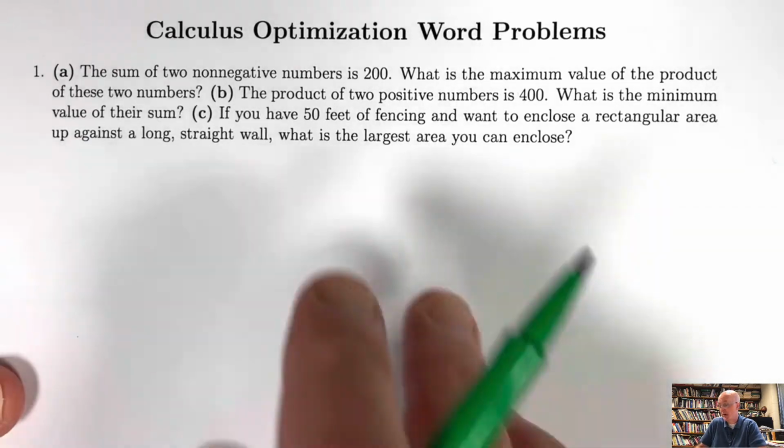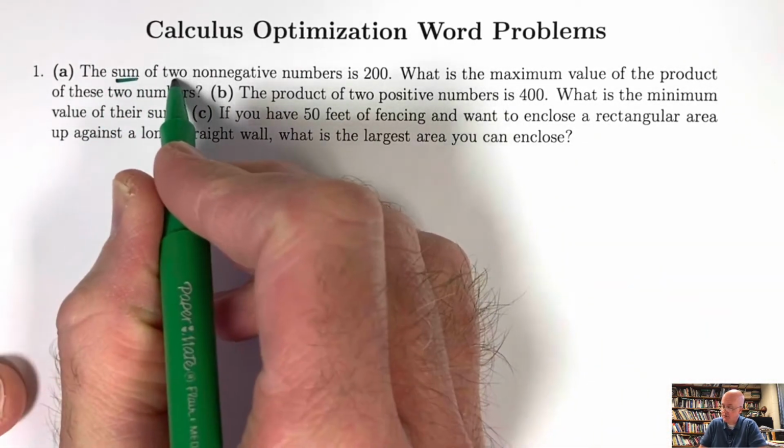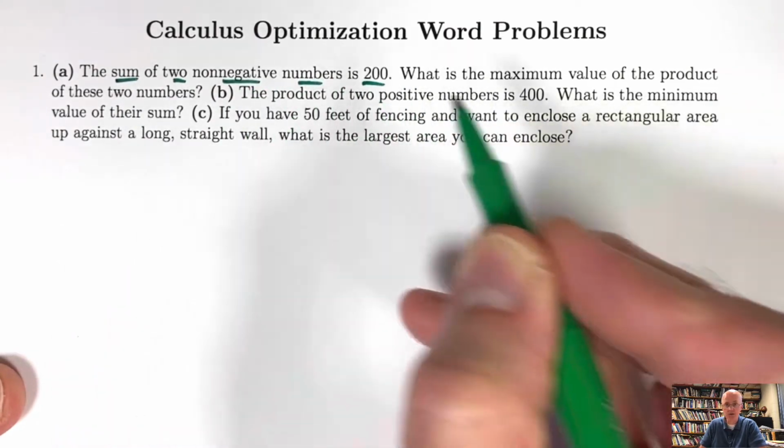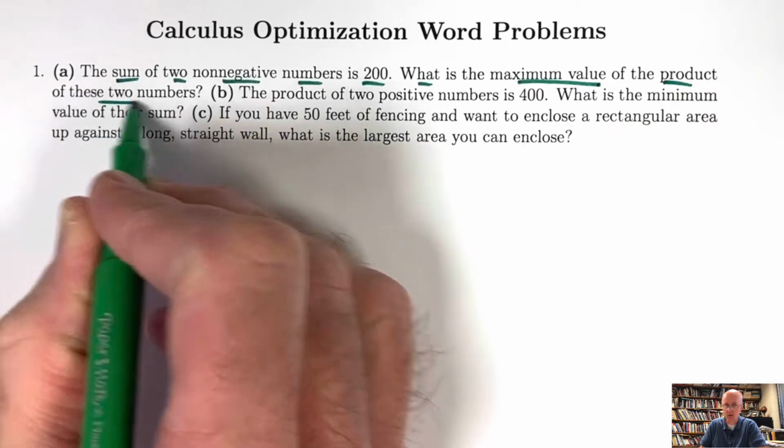Let's do a bunch of calculus optimization word problems. We have a bunch of problems that are fairly short. Part A: the sum of two non-negative numbers is 200. What is the maximum value of the product of those two numbers?